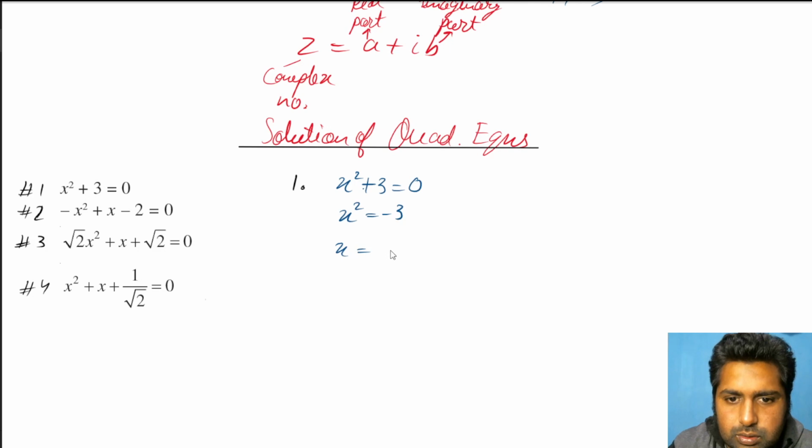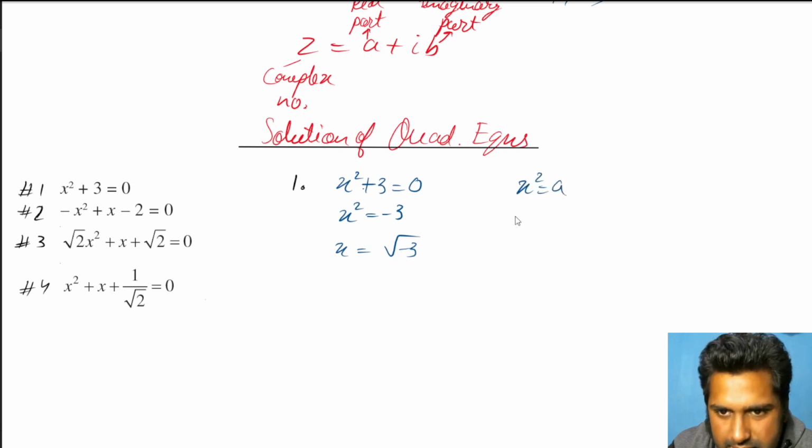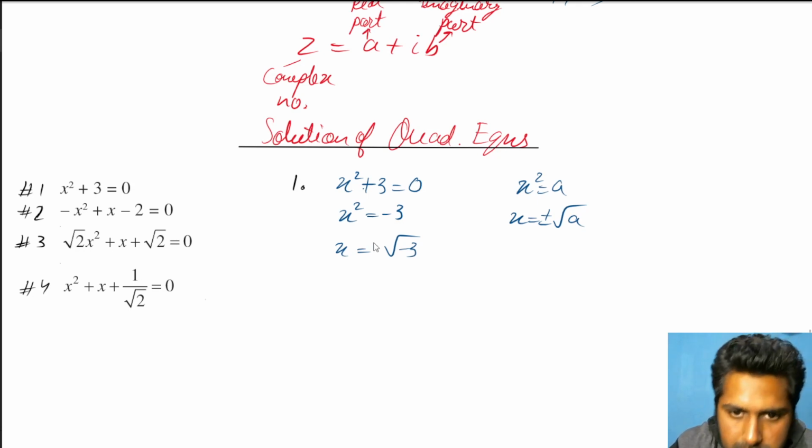x is equal to, tell me if it is correct. Try to think, is it correct? Or still something is missing? I'll tell you, this is partially correct. Okay. Why? Because if x square is a, x is plus minus square root of a. A very common mistake. It's not square root of a, it's plus minus square root of a. Okay. So that means here it will be plus minus square root of minus 3.